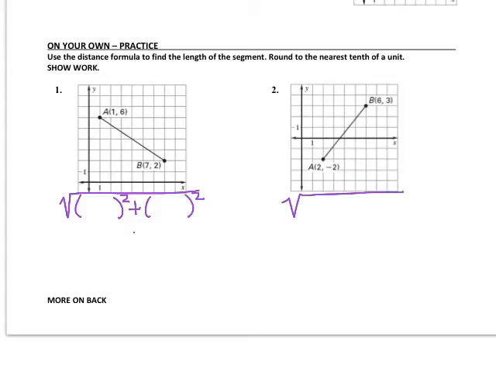Same thing with problem number 2. You're going to start with the square root symbol, fill in your difference of x values, and then also fill in your difference of y values, and make sure that you do the order of operations correctly.